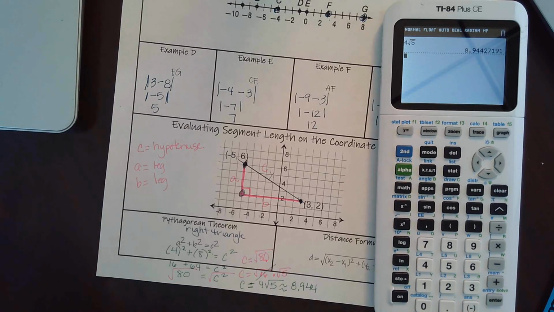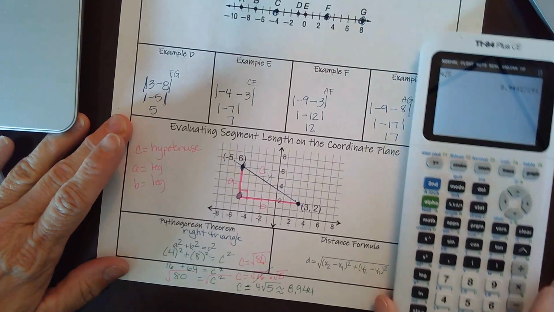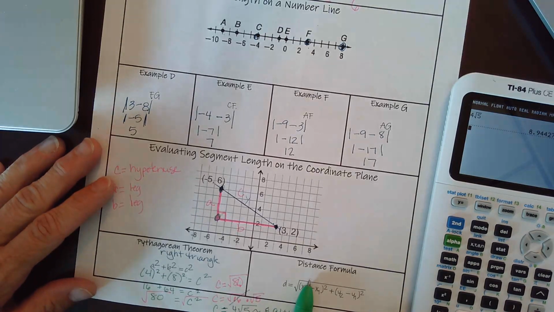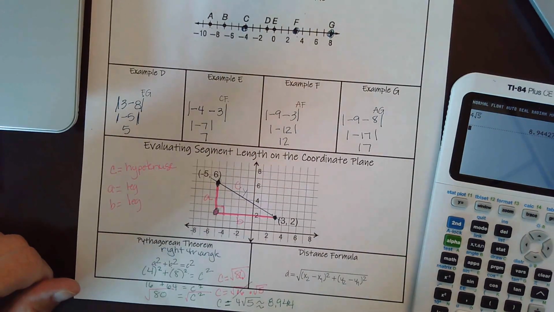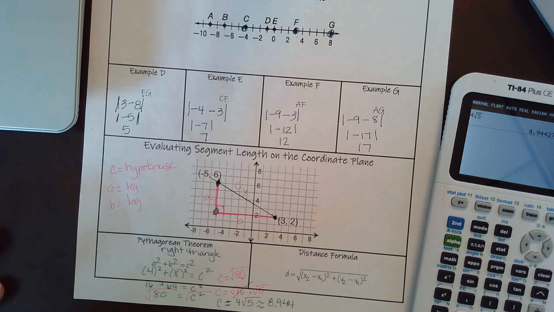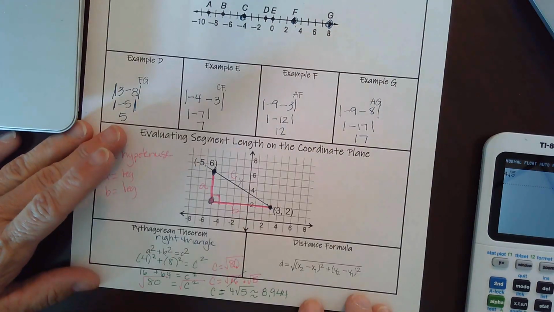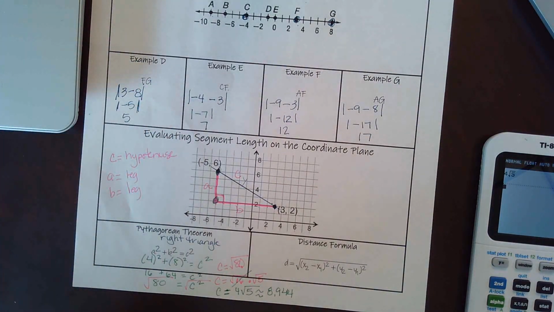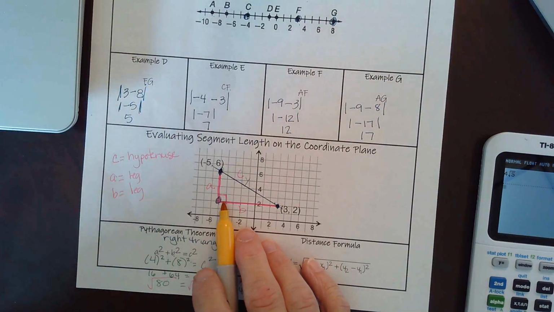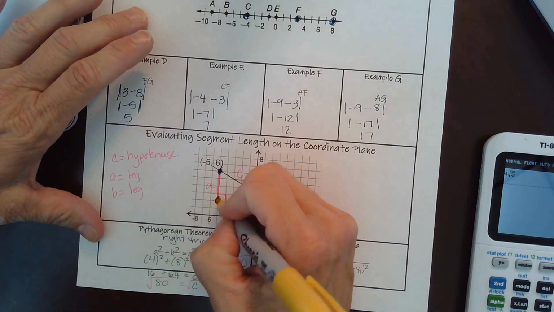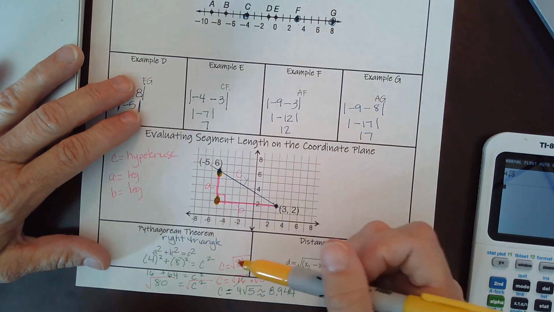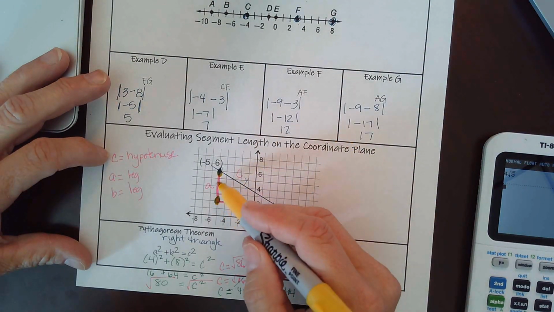I want us to talk about the distance formula. And I want to talk about how the distance formula is actually related to the Pythagorean theorem. So remember with the Pythagorean theorem, we counted from here to here to be 4 units, 1, 2, 3, 4.